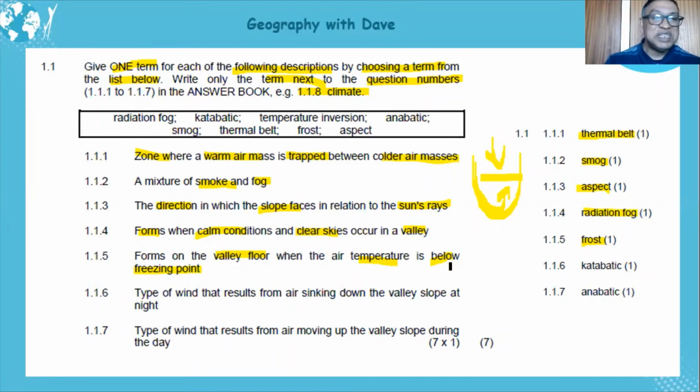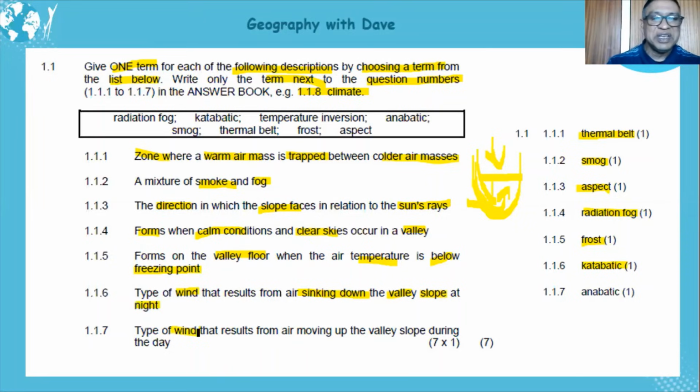The type of wind, now we're dealing with wind. Can you see the action words? Results from air sinking down a valley at night. When it comes at night, it sinks down the valley slope. Obviously, that's katabatic winds, not just sinking into the valley, because that is any sort of subsiding air. It sinks down the valley slope at night, and there's no problem. It's katabatic. Can you see it? And examiners have been very nice here. They give you the opposite.